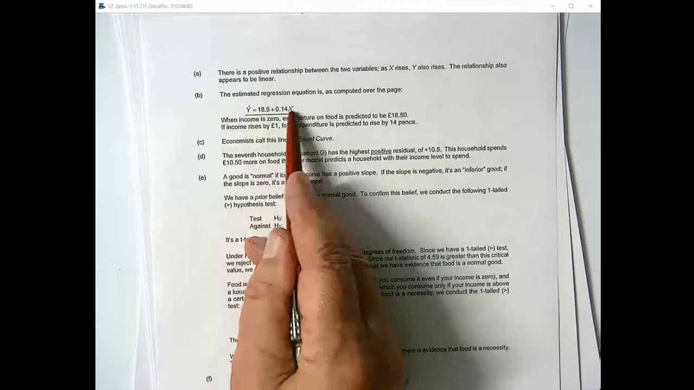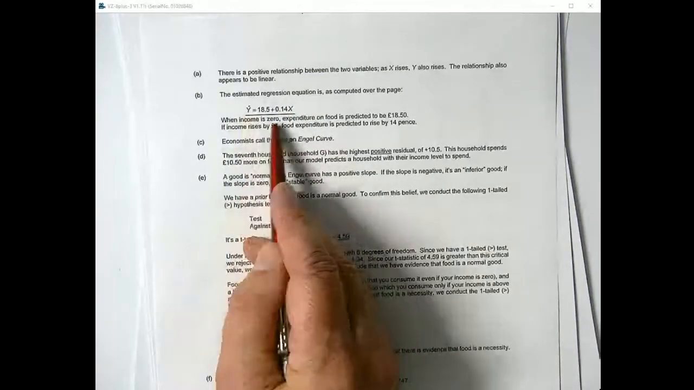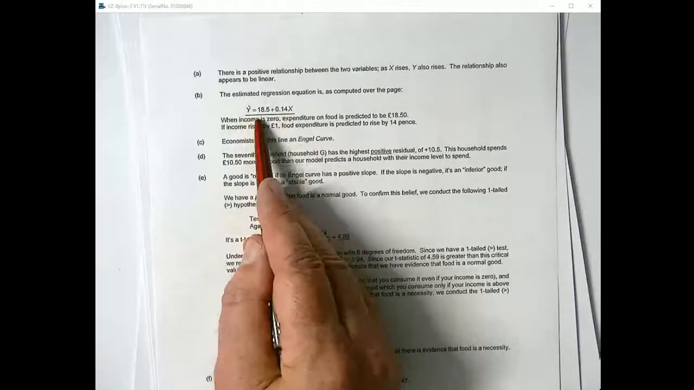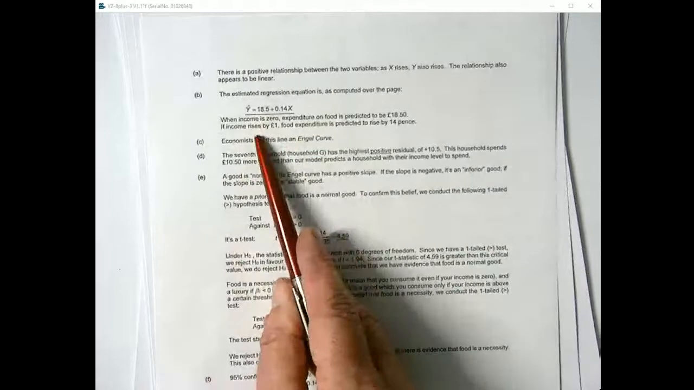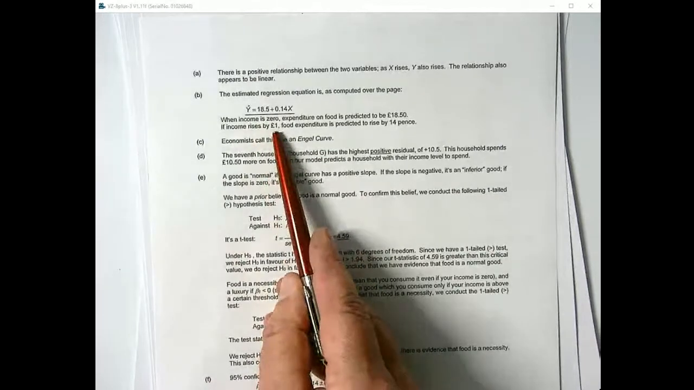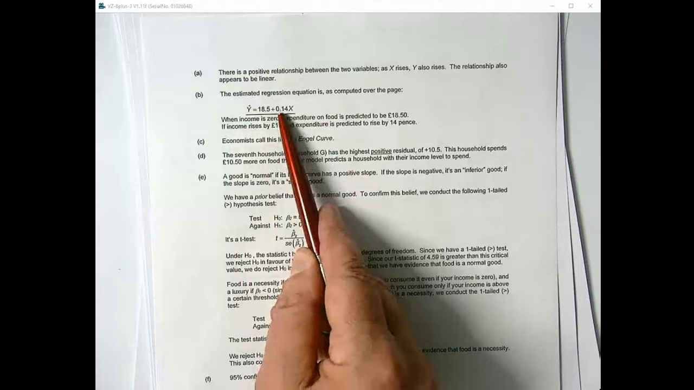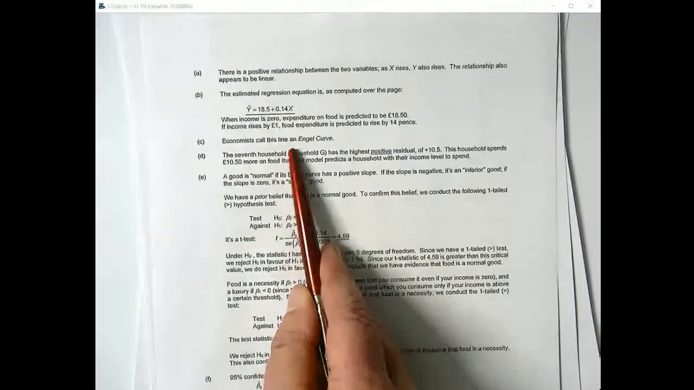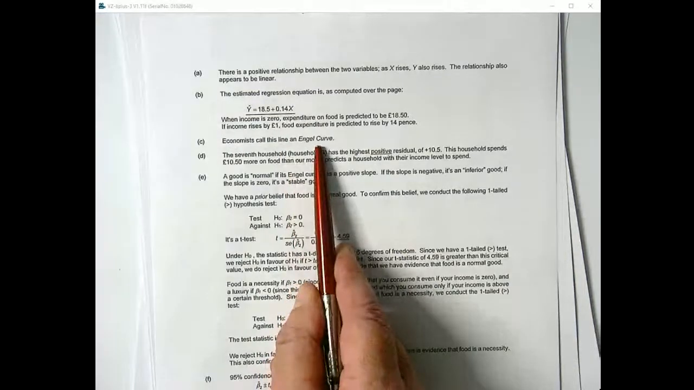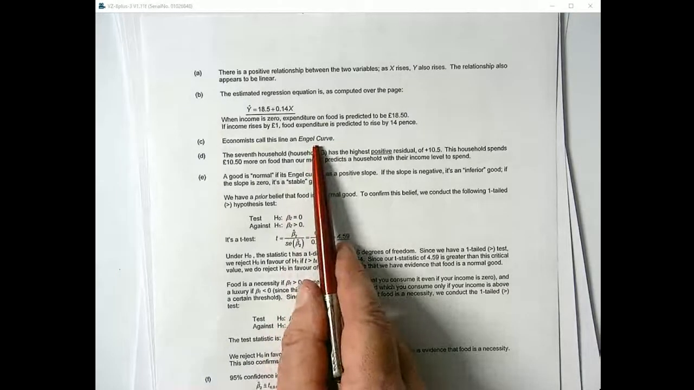If all the explanatory variables are 0, what do we predict y to be? In this case, when income is 0, we predict food expenditure to be £18.50 per week. If income rises by £1, food expenditure is predicted to rise by 14 pence. That's the slope estimate. Economists call this line an Engel curve, named after the first economist who looked at household survey data back in the middle of the 19th century.